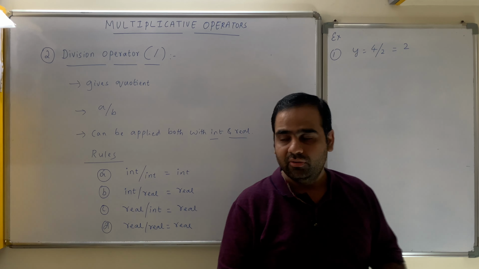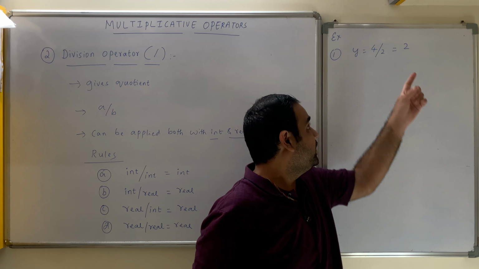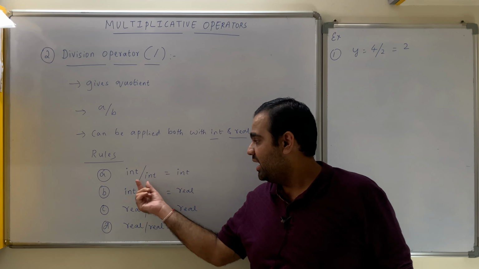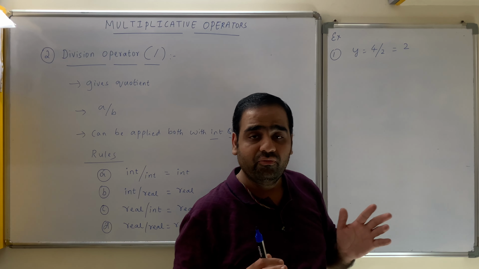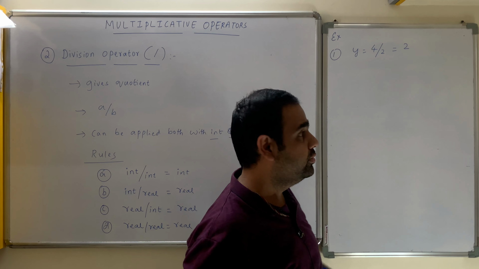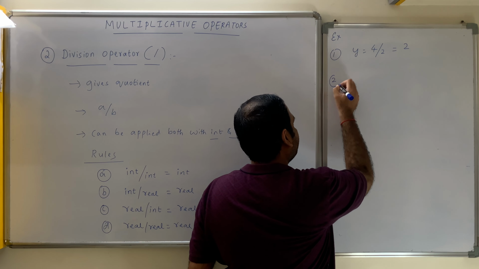Now, what is 4? 4 is integer. What is 2? 2 is integer. Integer by integer is integer. Is 2 an integer? Yes, we do not change it. Therefore, 4 by 2 is 2 as answer. Let's see the second example.